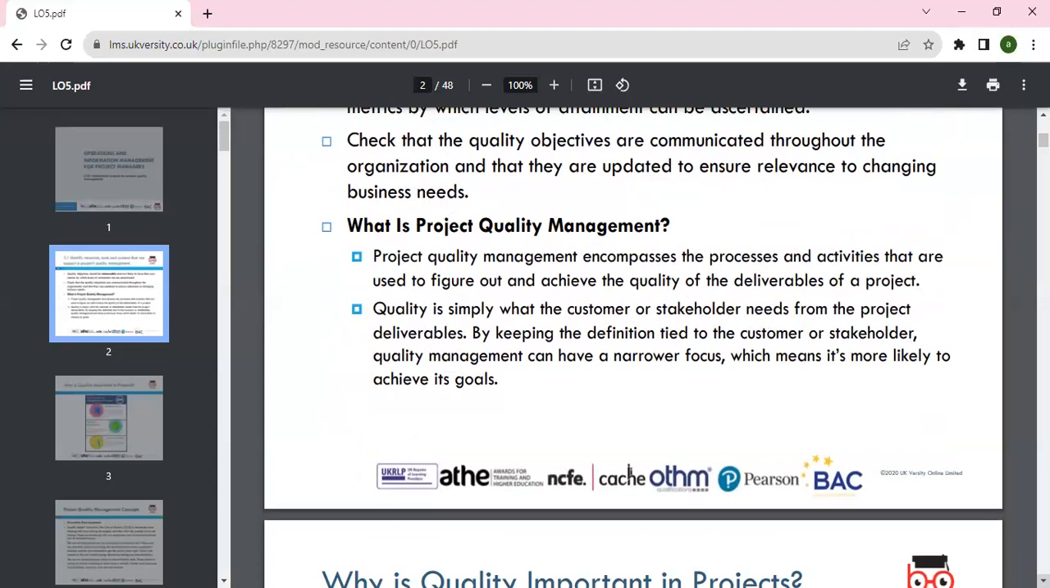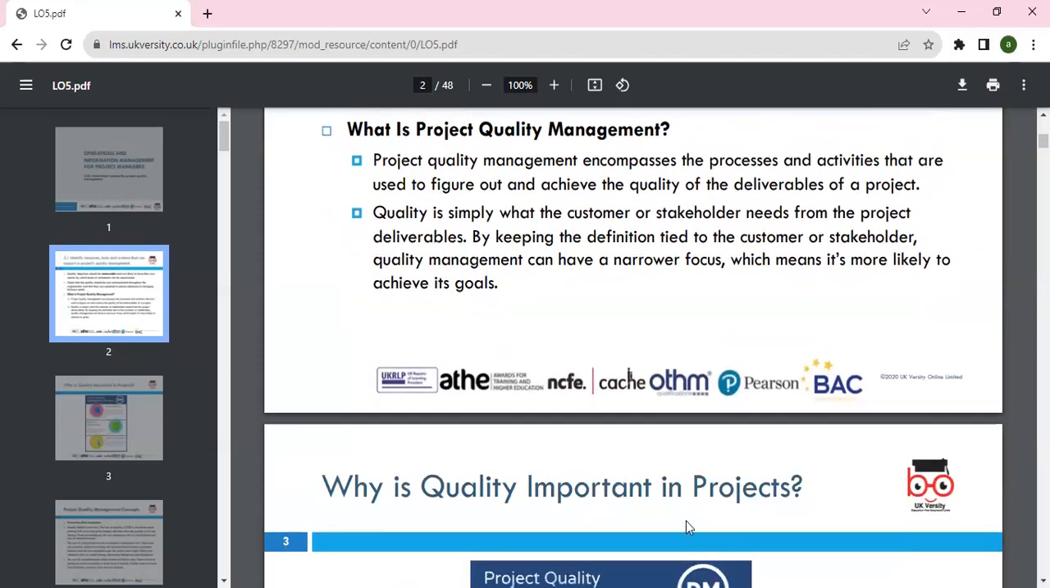Like within time, within cost, within quality. Quality is a standard, like meeting deadlines, customer objectives, and quality material. So quality is simply what the customer or the stakeholders need from the project deliverable, and by keeping the definition tied to the customer or the stakeholder, quality management can be narrowly focused, which is more likely to achieve the goals.